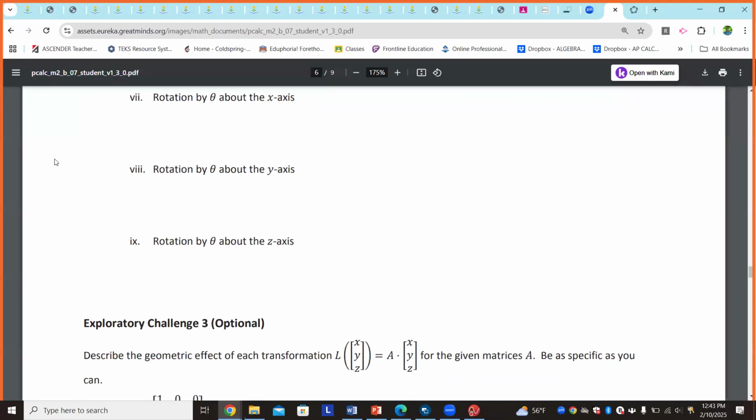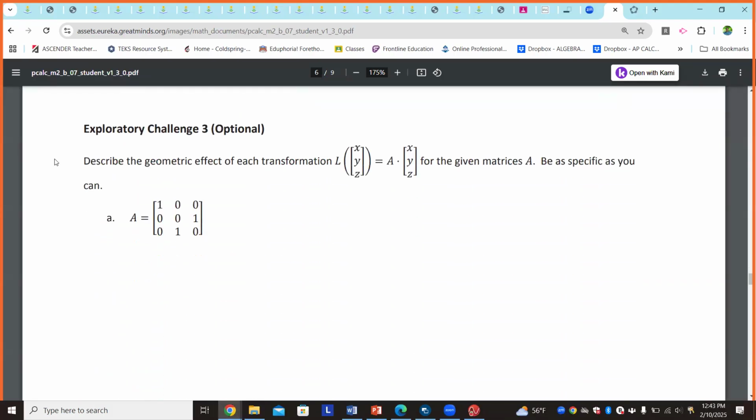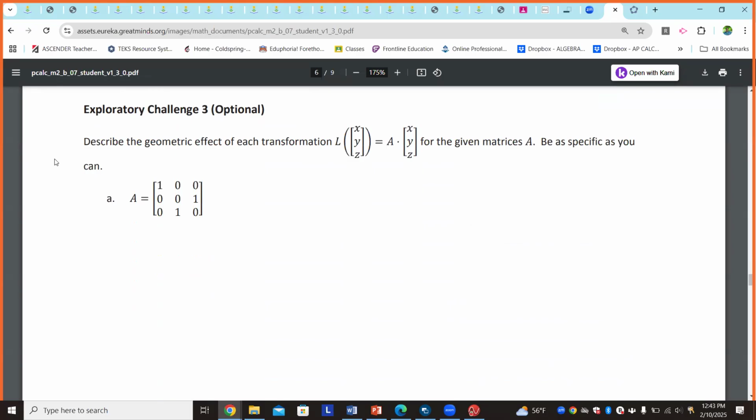Optional. My fear of not doing the optional one is what if it optionally shows up on your test? For today, we'll optionally not do it. But I'll look at the test and see, is this going to show up?